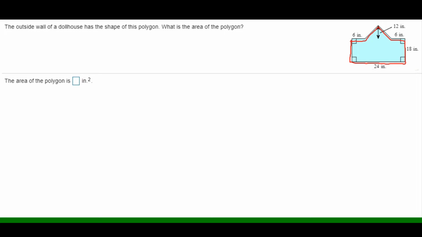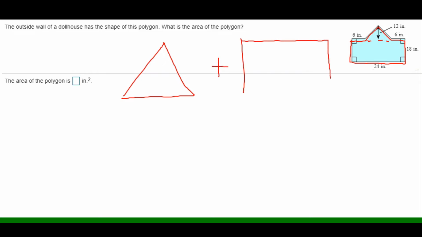To find the area of irregular polygons, you have to decompose the figure into shapes that you know. So you can decompose this figure right here into a triangle and a rectangle. And if you add the areas together, you'll get the area of the dollhouse. You'll have a question like this on your test, so this is good practice.